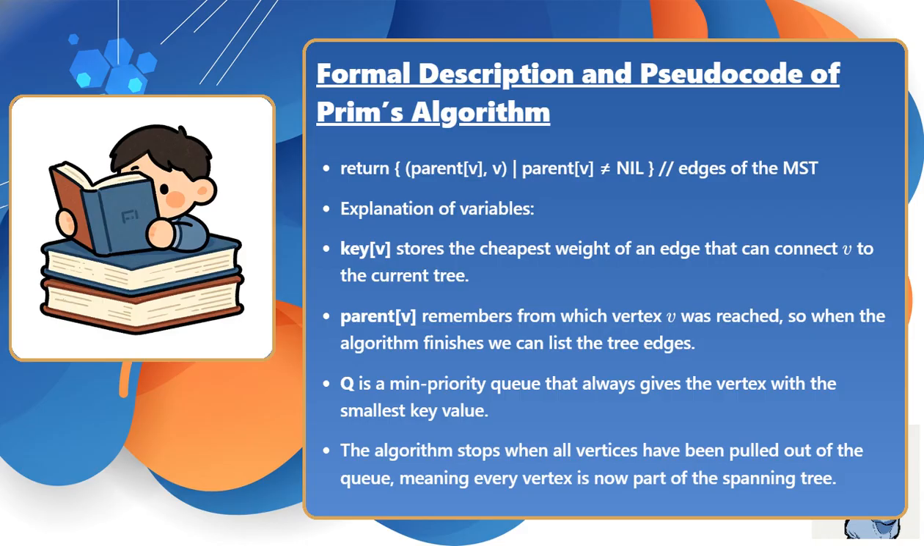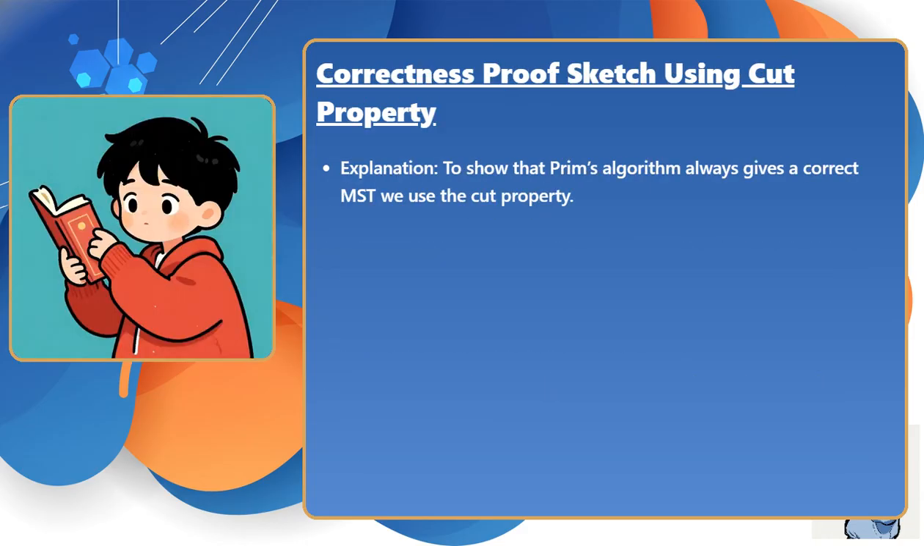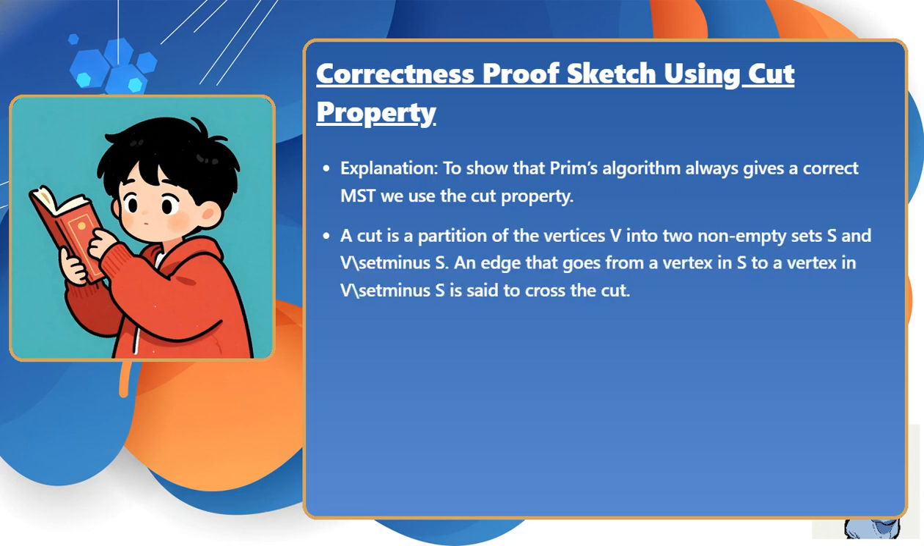Explanation. To show that Prim's algorithm always gives a correct MST, we use the cut property. A cut is a partition of the vertices V into two non-empty sets S and V \ S. An edge that goes from a vertex in S to a vertex in V \ S is said to cross the cut.